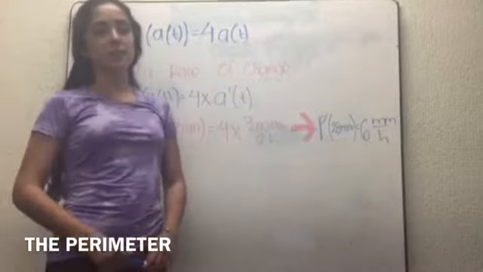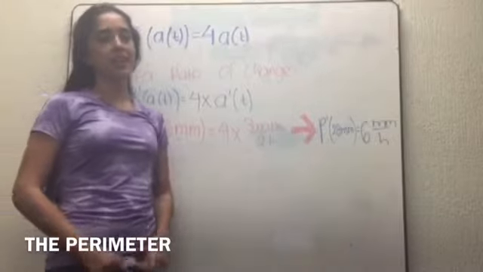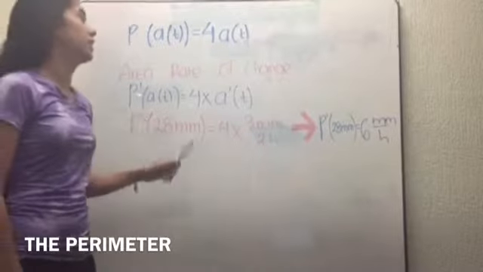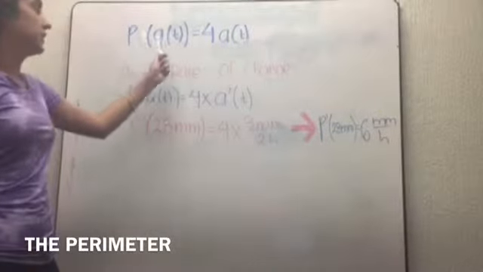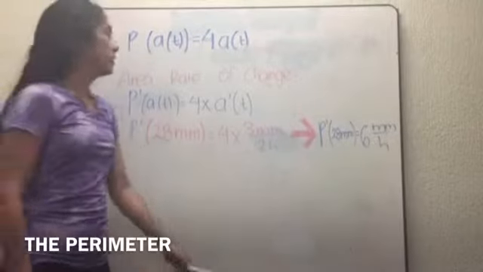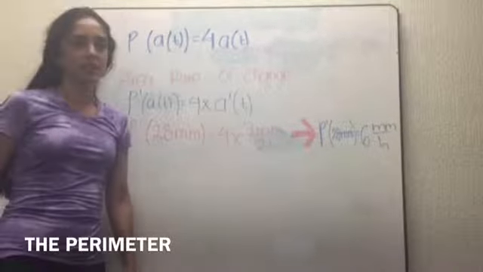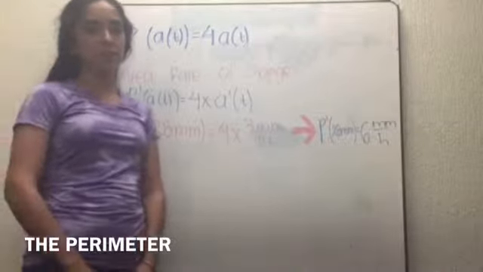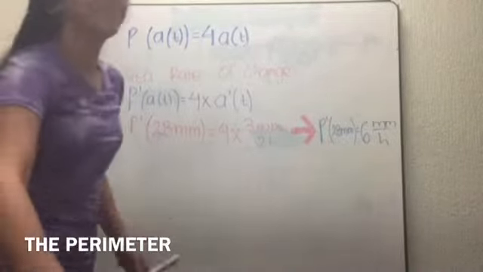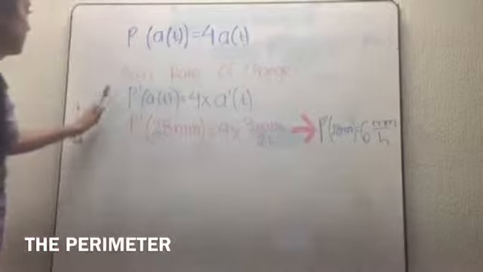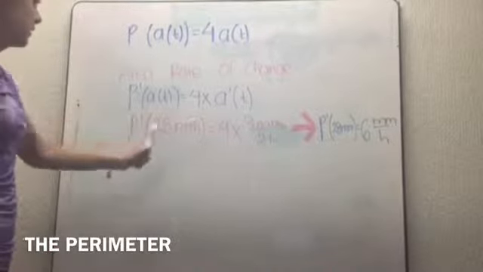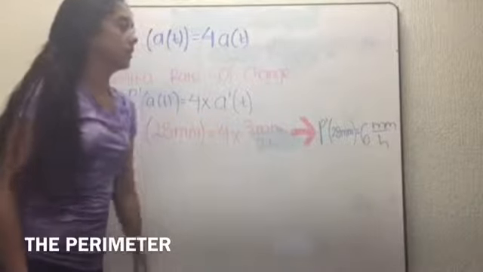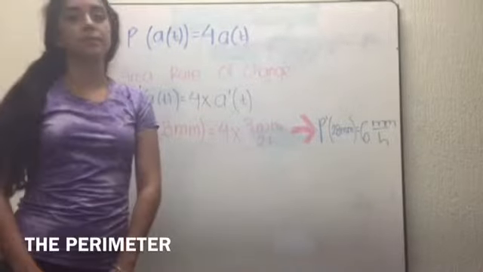We know that in the square, the perimeter P equals 4a, but in this case it works the same as in this diagram. It's that formula. So the same procedure is applied as when solving for the area rate of change. So we derive this and we obtain 6 millimeters over hours.